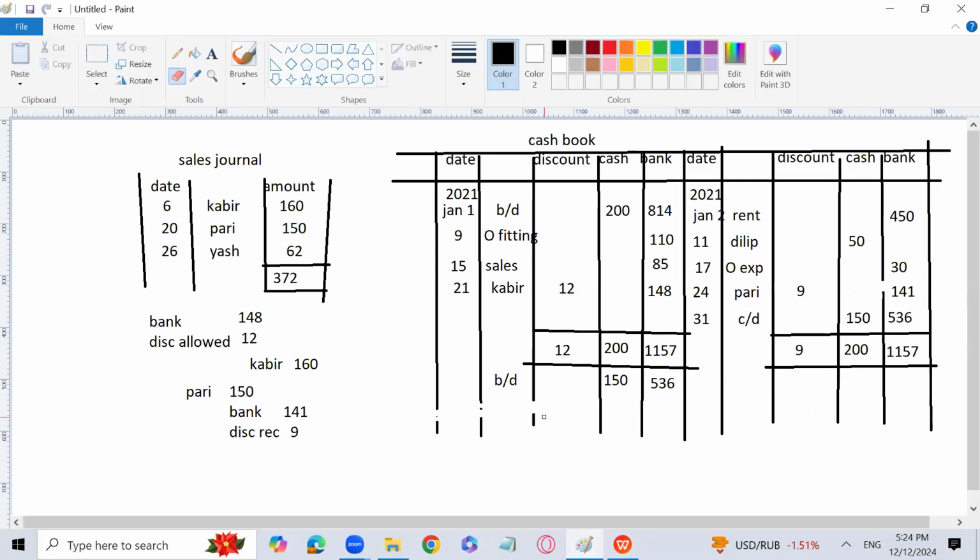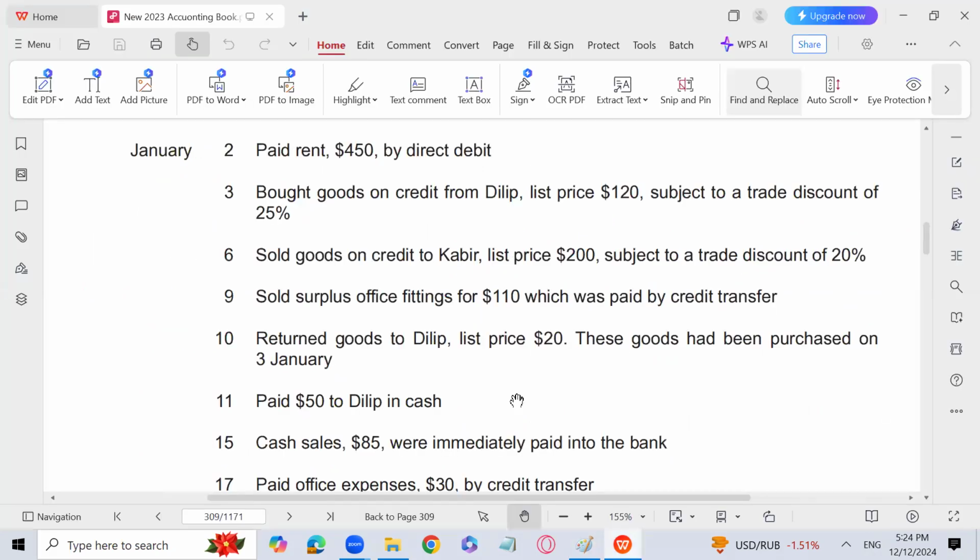So let's prepare the account of Dilip in our question. Let me prepare on the same format actually. First entry is bought goods on credit from Dilip, list price 120 subject to a trade discount of 25%. So entry will be purchases debit and Dilip credit with 120? No, with 90. Because 25% is the trade discount, which is not supposed to be shown anywhere. It will not come anywhere, right? So purchases debit and Dilip credit with 90.